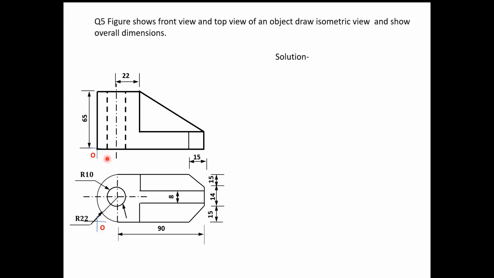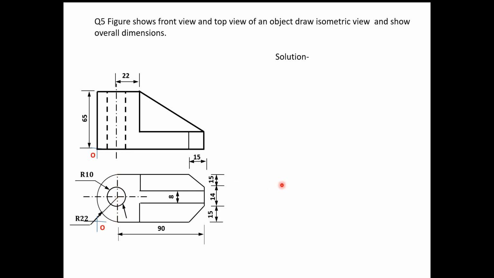So what is it in the front view? You can see, what is the length? Length is 90 plus this radius 22. So 90 plus 22, that is 112. Height is 65. And what is the width? Width is, you can see here, the radius is 22. So what is the diameter? 44. So this 44 is nothing but the width.